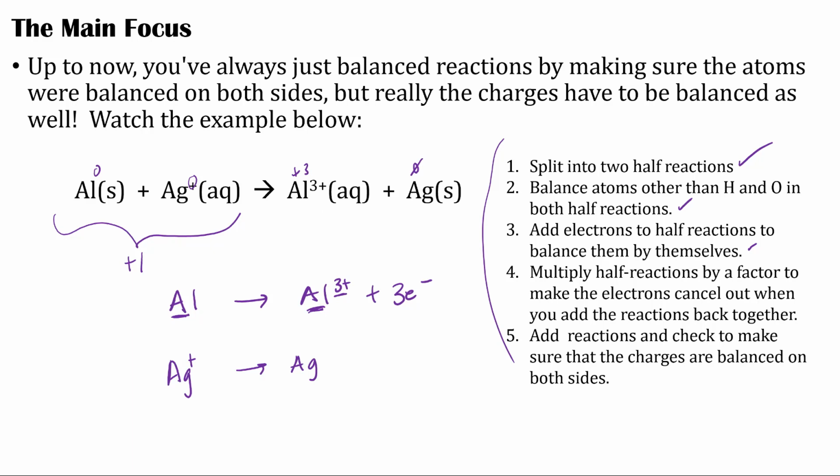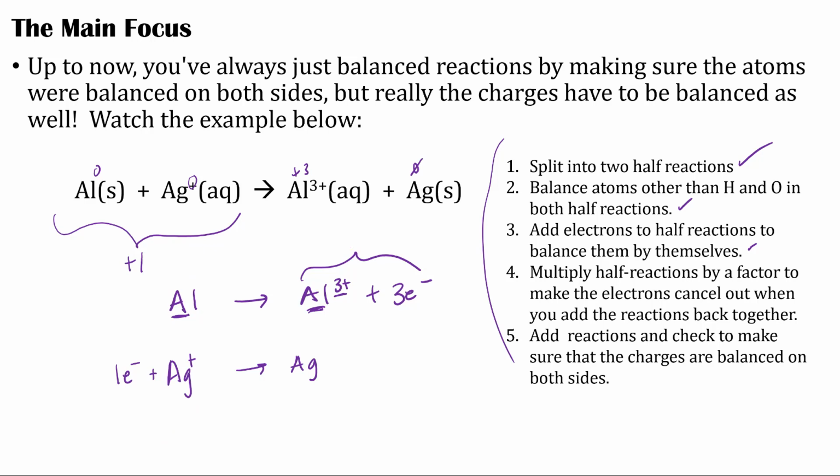Now, this side over here is 0 because I have 3 positives plus 3 negatives, and so that's 0. And then this side over here is 0. And so those charges are balanced in that half reaction. Now I'm going to do the same thing on the bottom, but I'm going to have to add an electron to the left-hand side of the silver, because if I have one electron and +1, that means that it's 0 here, and it is also 0 here. So now that my half reactions have balanced charges, I'm going to look at them.